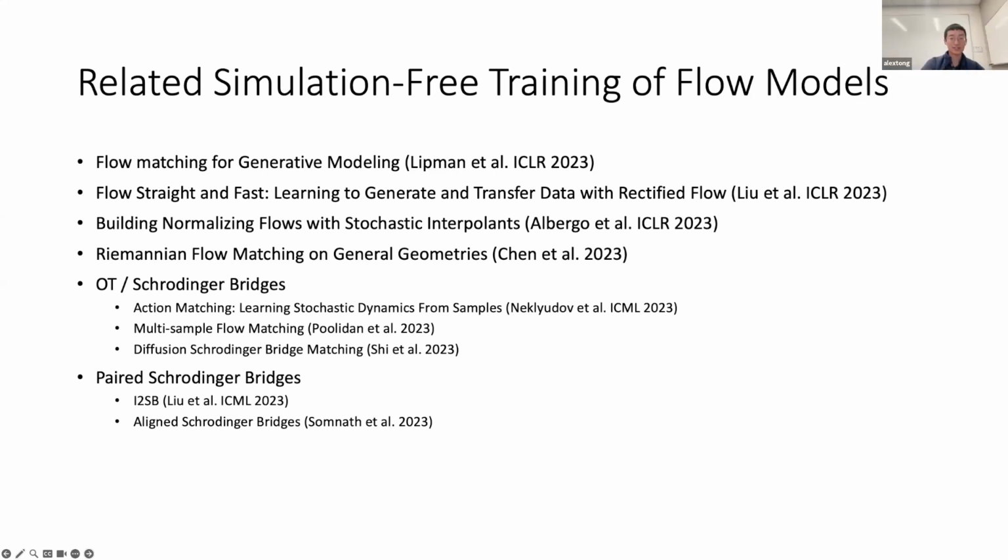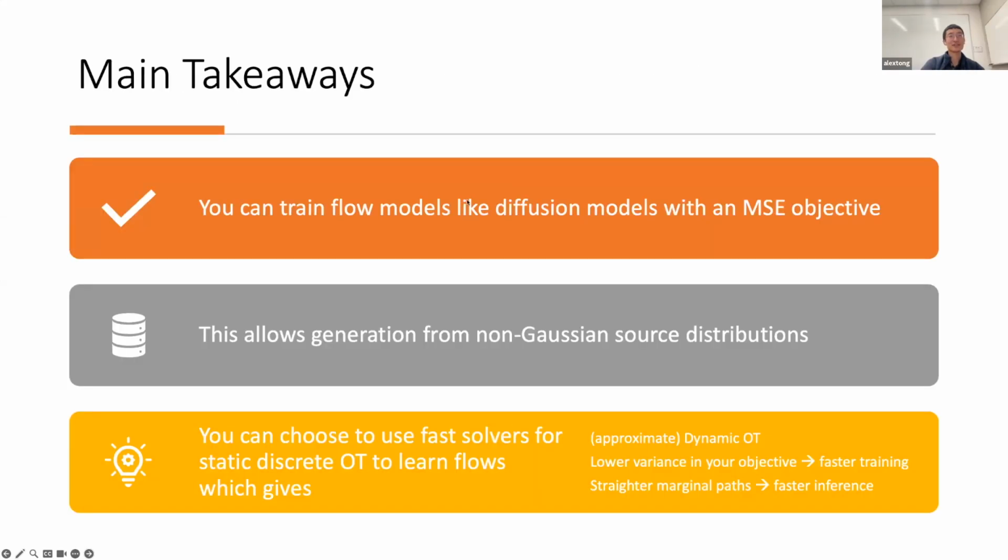Okay, sounds good. So just to summarize, you can train these flow models, sort of like diffusion models, with this MSE objective. Although you've mentioned some of the differences, it's quite close. In particular, a non-Gaussian source distribution is quite useful in many cases where you have a better prior than Gaussian. And when you use these fast OT solvers from static OT, they give better flows. So you can approximate this dynamic OT, which is quite interesting for me. And the lower variance in your objective function and straighter paths give faster inference. So these are the biggest things.